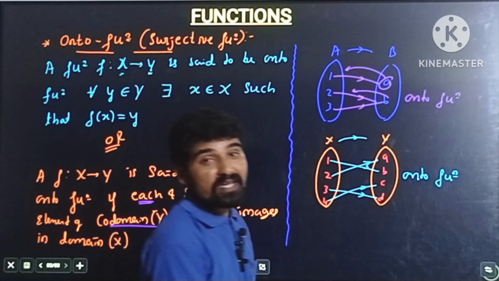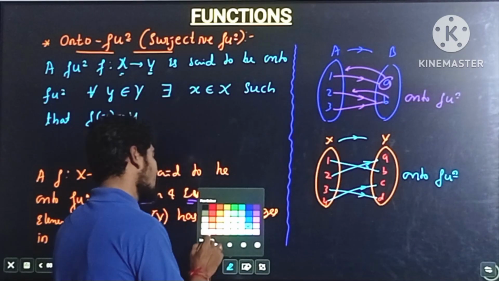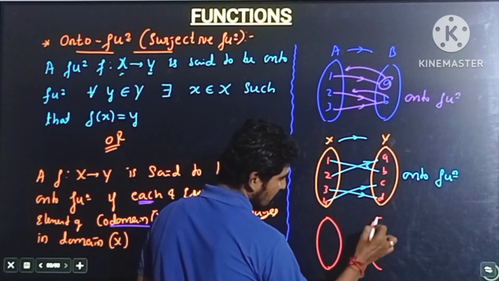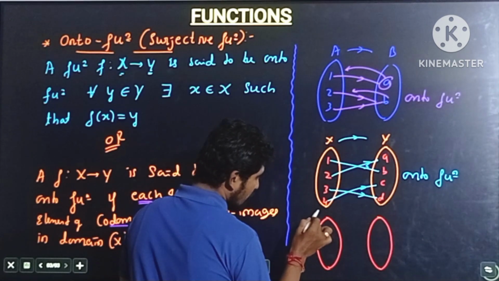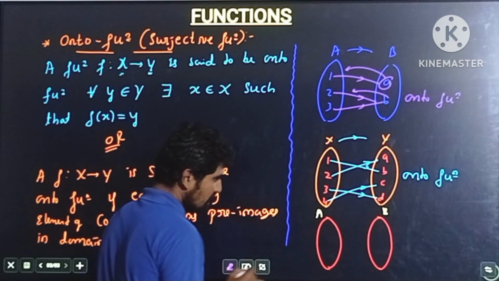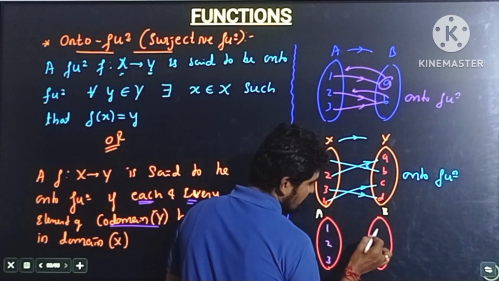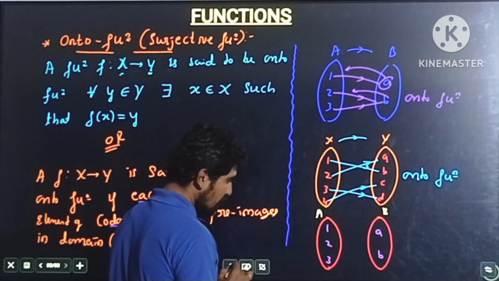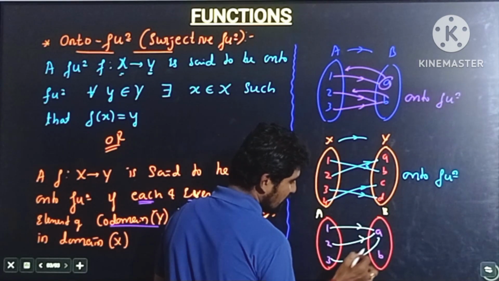This is also one of the onto functions. I hope all of you are understanding. Now observe here, let us consider one more example. Suppose this is the first set and this one is the second set. The first set is defined by A set and the second set is B set. Suppose the first set consists of the elements 1, 2 and 3, and the second set consists of the elements a and b. Suppose element 1 is related to a, 2 is related to a and 3 is related to a.